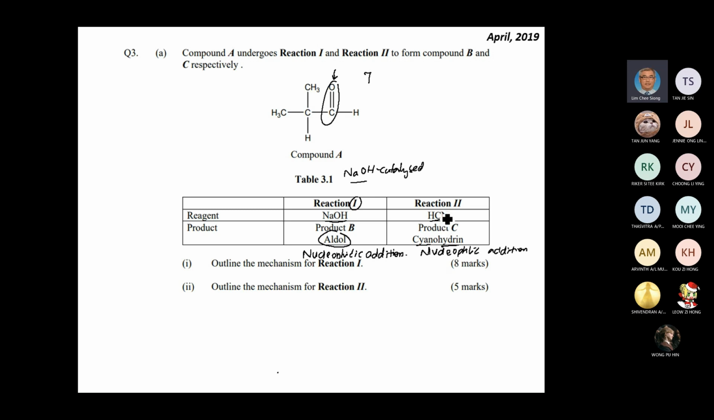Okay, next one. HCN. HCN going to produce, then we're having cyanohydrin. What do you do? Same thing. We copy the question, but now you be careful with the nucleophile. Okay, I show you the answer.